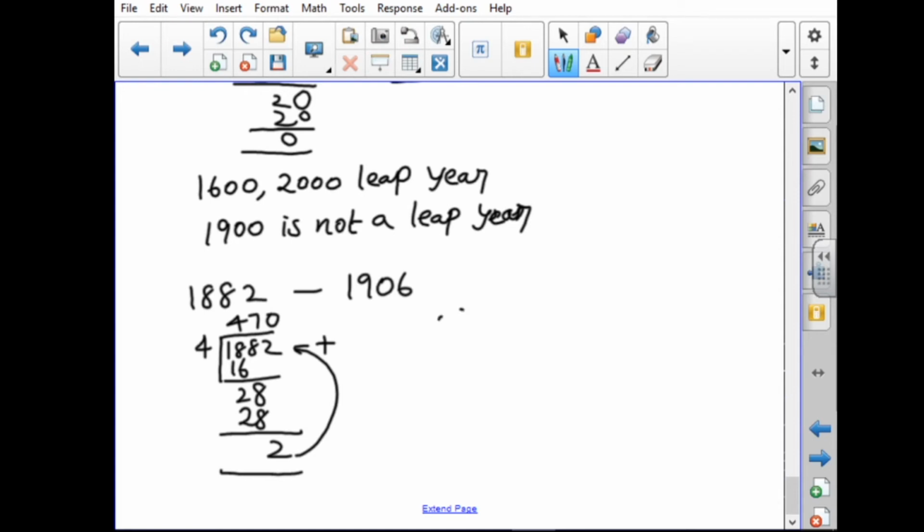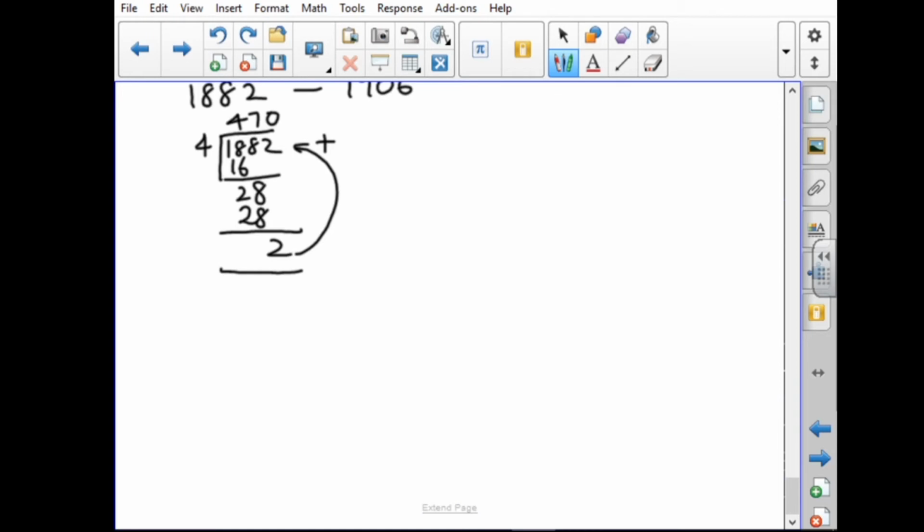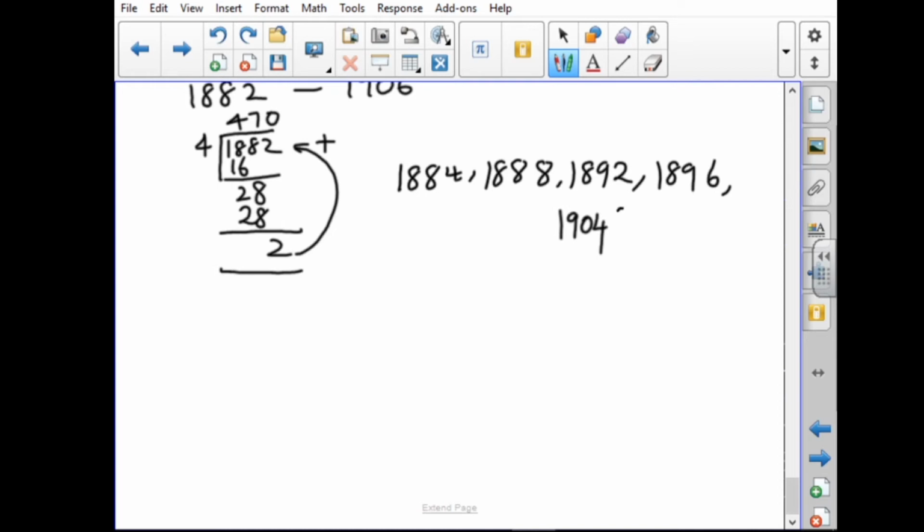So what are the years we have? 1882 plus 2 means you will get 1884. Okay. Then 1888. Then 1892. Then 1896. The 19th century is not a leap year, so you should leave that year. Then the next one, 1904.